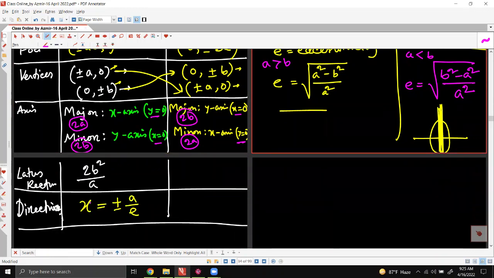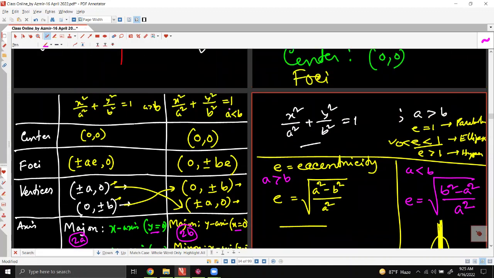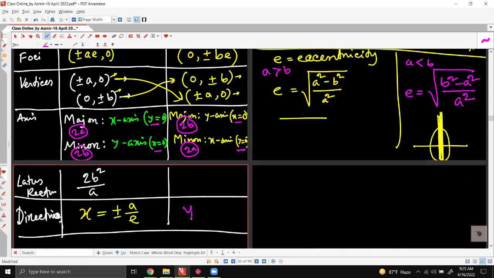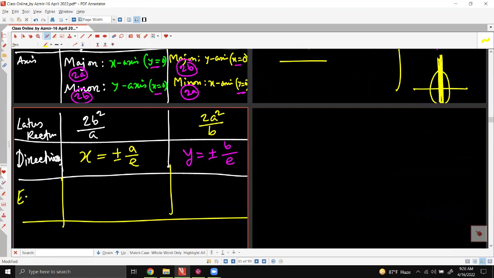And the equation of directrix, that is the directrices, are at x equals plus minus a over e. This is for x squared over a squared plus y squared over b squared equals 1, where a is greater than b. For a less than b, it will be y equals plus minus b over e, and the length of the latus rectum will be 2a squared over b. So at the same time, let us write the eccentricities.